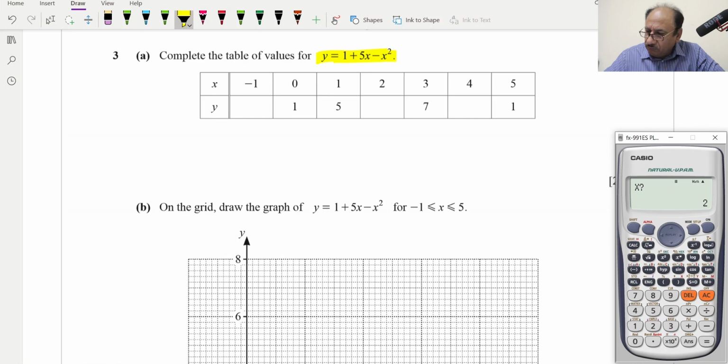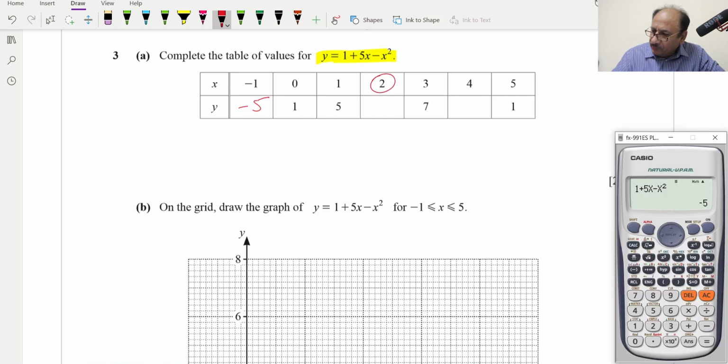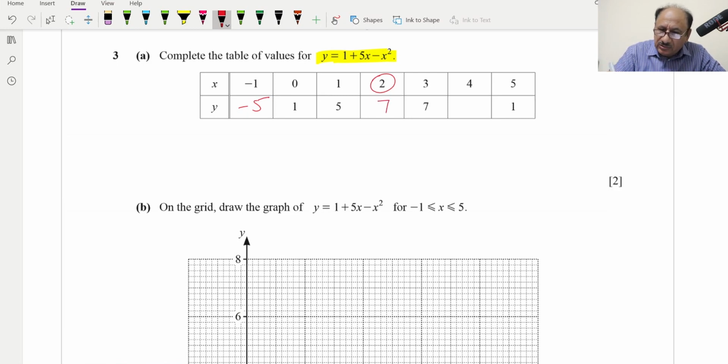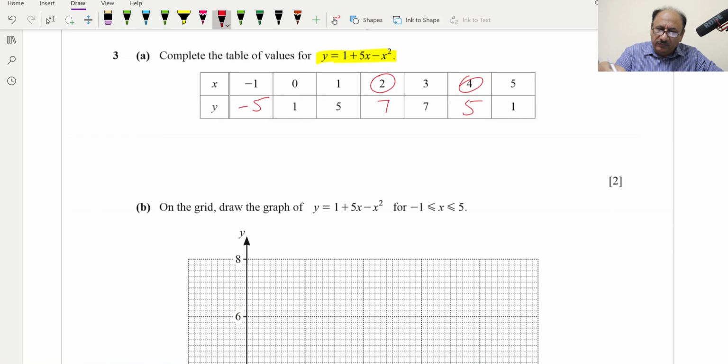Calculate for minus 1, and this will be equal to minus 5, so I will write here minus 5. Then for 2 I will press calculate for 2, and this gives us the answer 7. So this is our answer. The next number is 4, so calculate for x is equal to 4, and this gives us 5, so our number here is 5. So the table we have completed.